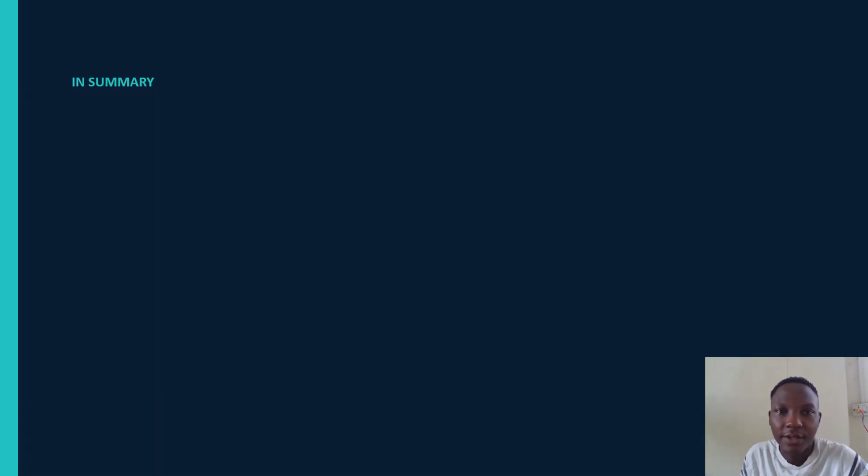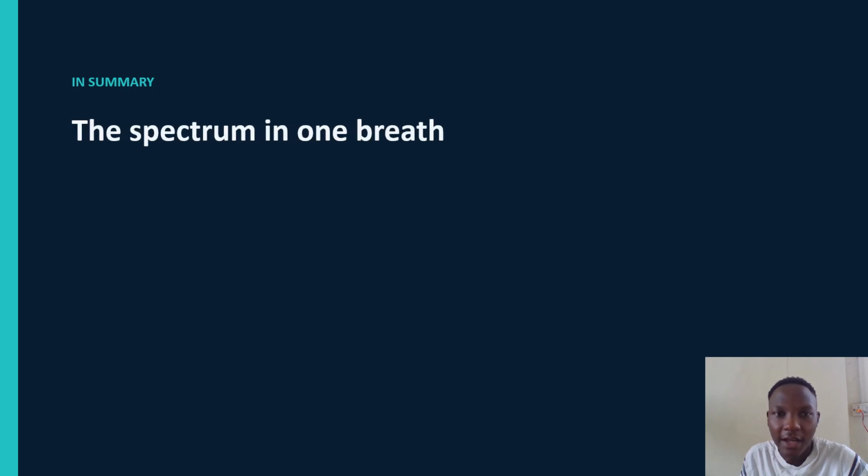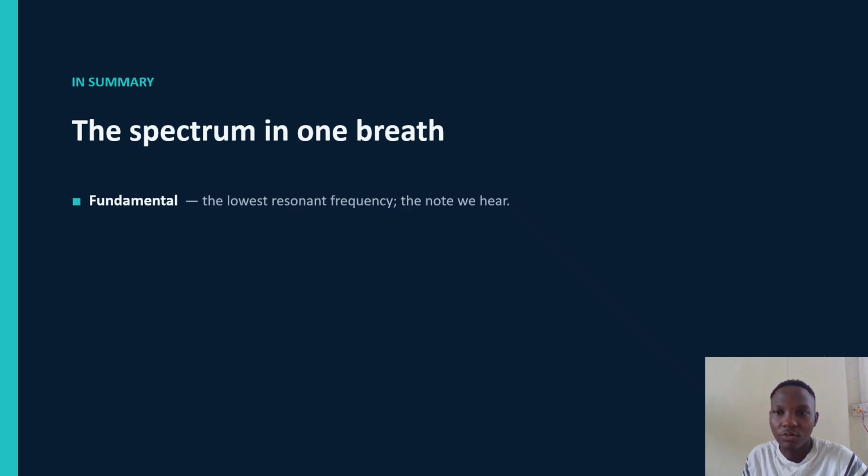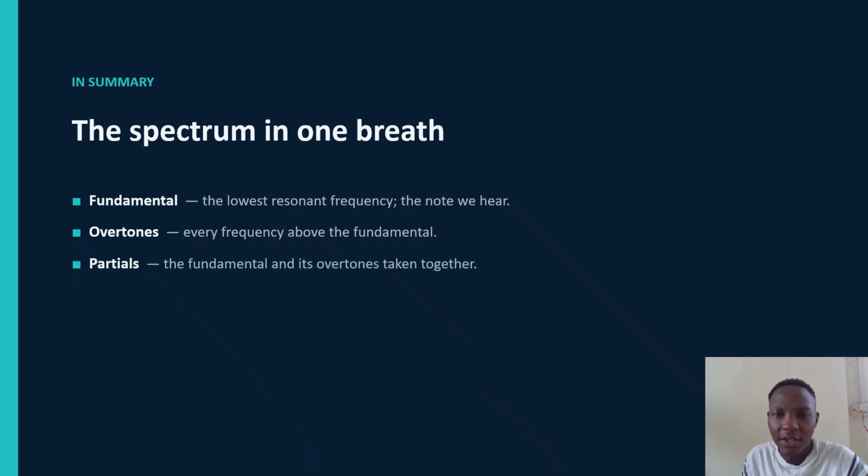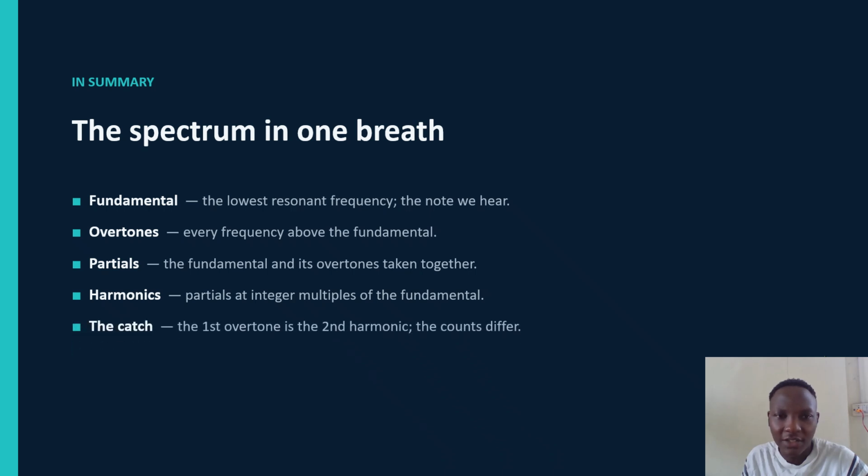To summarize everything, the spectrum in one breath: the fundamental is the lowest resonant frequency, the note we hear. The overtones are every frequency above the fundamental. Together, the fundamental and the overtones are the partials, and the harmonics are the partials at whole-number multiples of the fundamental. And never forget the counting mismatch, the catch, whereby the first overtone is the second harmonic and the counting differs. You have to note that also.